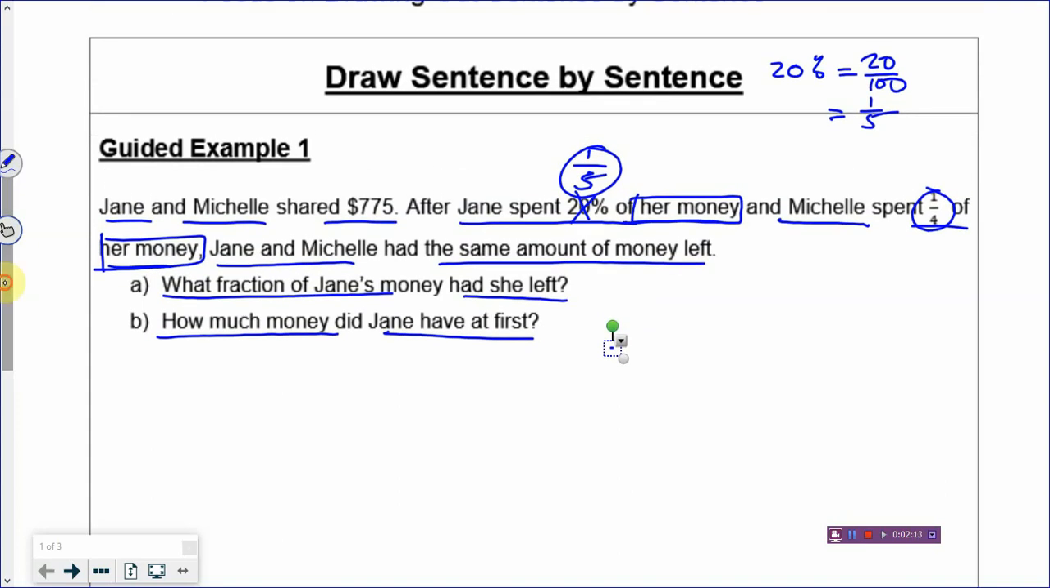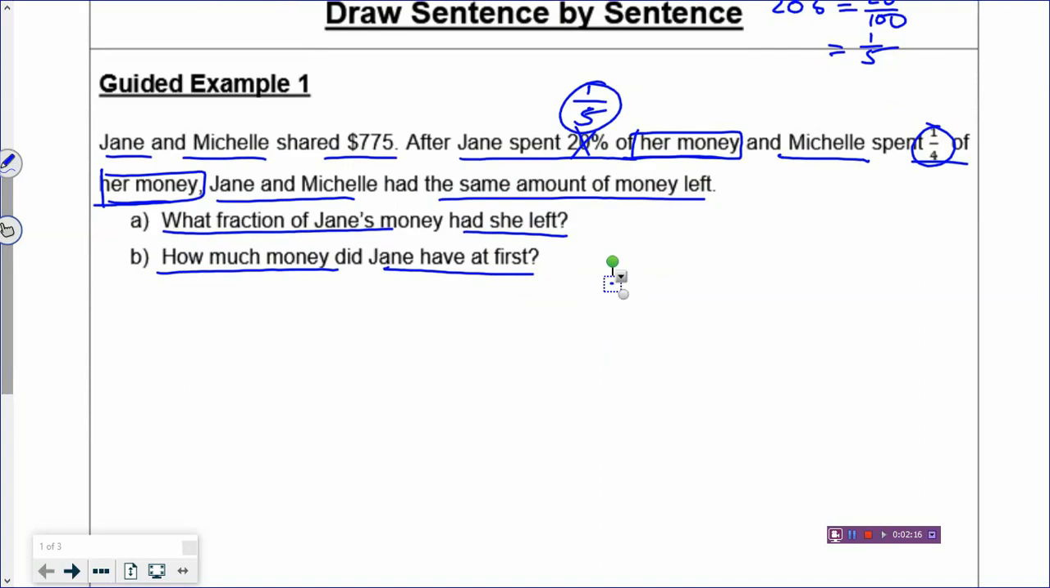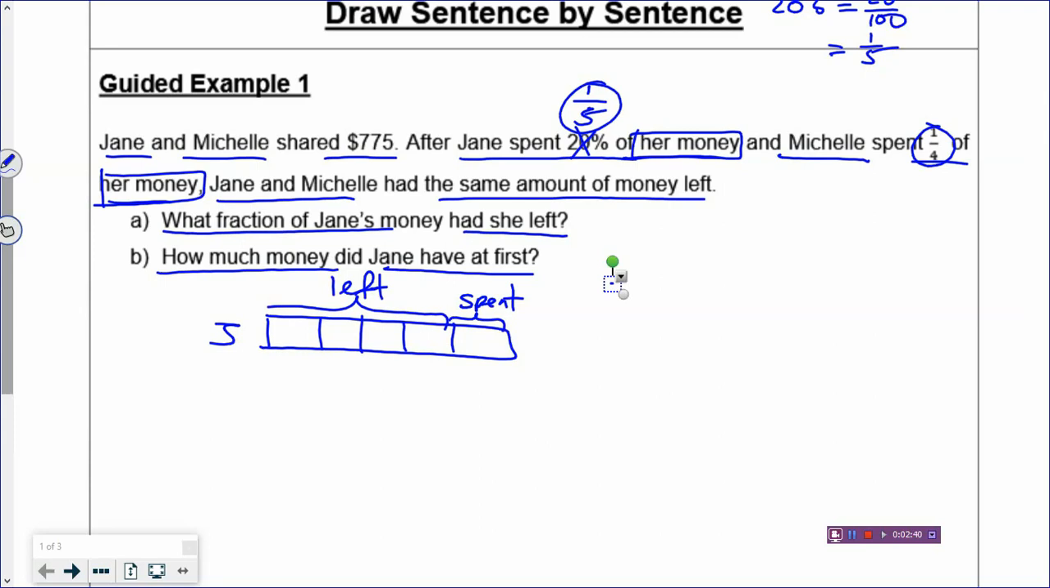So let's draw the model. Now, for the first sentence, if you find that you don't know how to draw, you can always jump to the next sentence: Jane spent 1/5 of her money. So you draw a rectangle for Jane, cut into 5 boxes, and Jane spent 1/5. If you like, you can label. It's up to you how you want to label. And of course, this will be the money that is left. And Michelle spent 1/4 of her money. Michelle, 1/4 of the money.